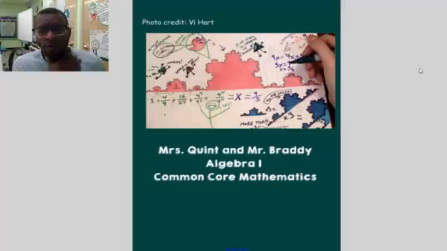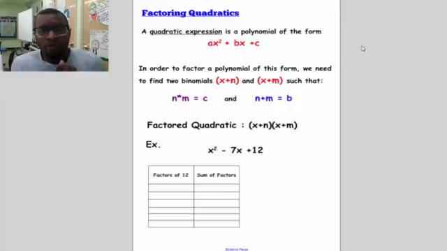Welcome back, everyone. So today we're going to discuss factoring quadratics. A quadratic expression is just a polynomial of the form ax squared plus bx plus c. And in order to factor this polynomial, we need to find two binomials, x plus n and x plus m, such that when we take the product of them, we wind up with our beginning quadratic expression of the form ax squared plus bx plus c.